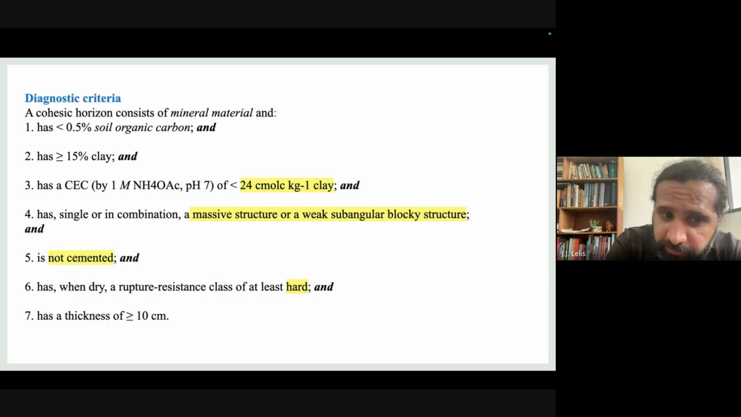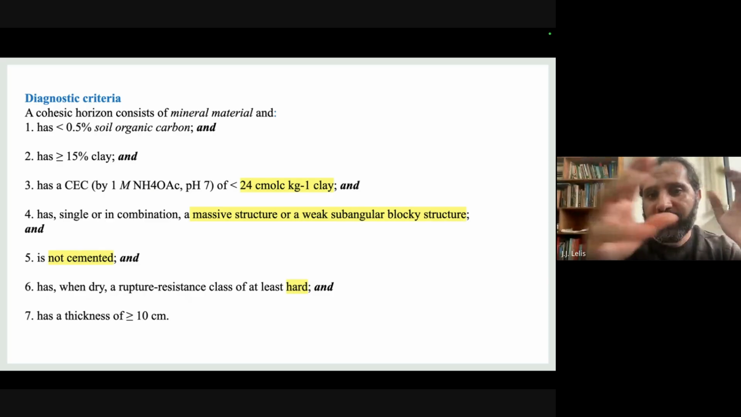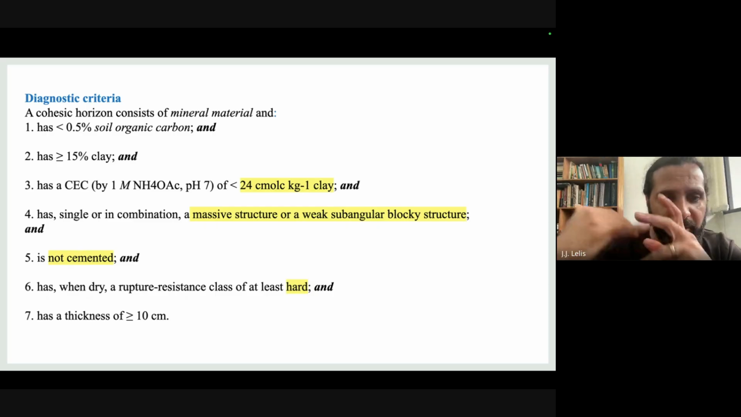This horizon is not cemented, and when dry it's quite hard. It's quite difficult to break it. I think that this is the most important difference between the coesic horizon and the others. Because when you talk about, for example, a petroduric horizon, you also have a hard resistance, so you cannot easily break it with your knife, hands, or shovel.